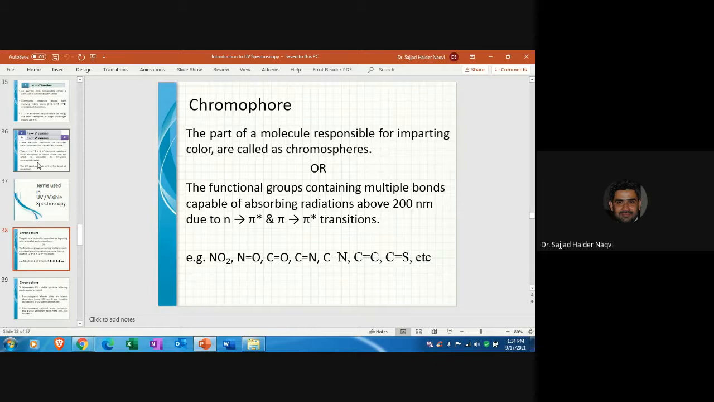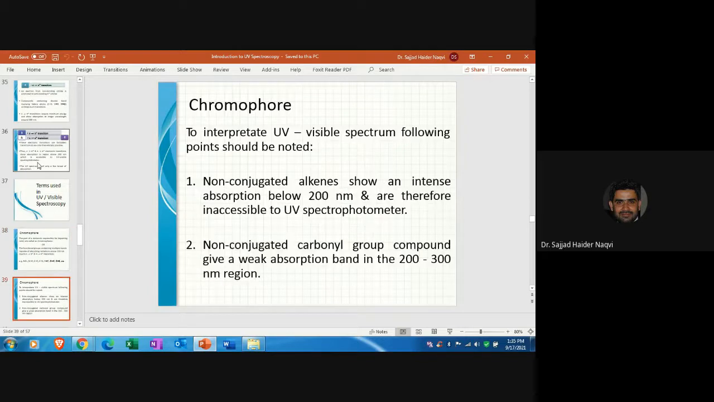Examples are given here, like nitrogen dioxide, then nitrogen and oxygen double bond, and carbon and oxygen double bond, etc. These are the functional groups, rather. They have multiple double bonds and they are capable of absorbing the radiations above 200 nanometer. So thereby they have specific colors and they can be referred to as chromophore.